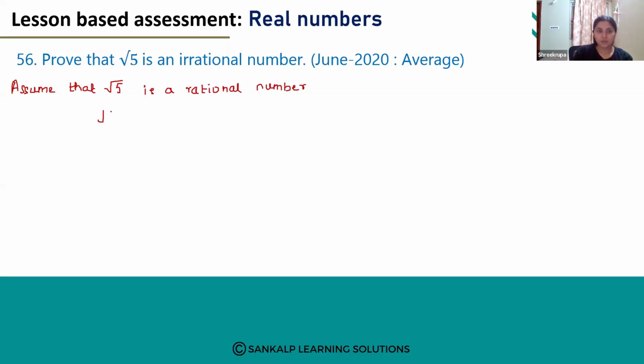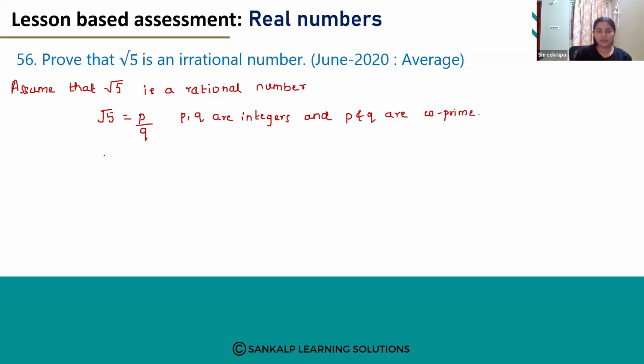We can write root 5 is equal to P by Q because we have taken root 5 as a rational number. So it can be expressed in the form of P by Q, where P and Q should be integers and P and Q are co-prime. We have to select P and Q in such a way that they are co-prime.